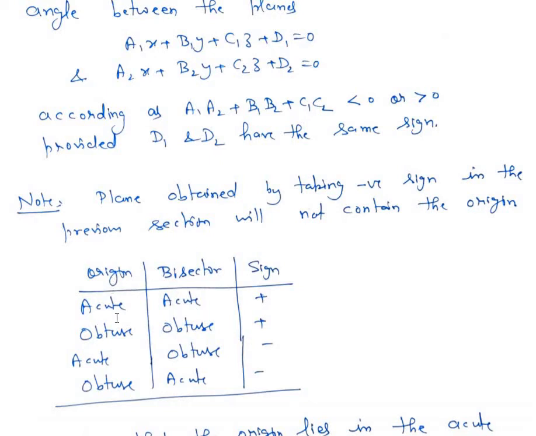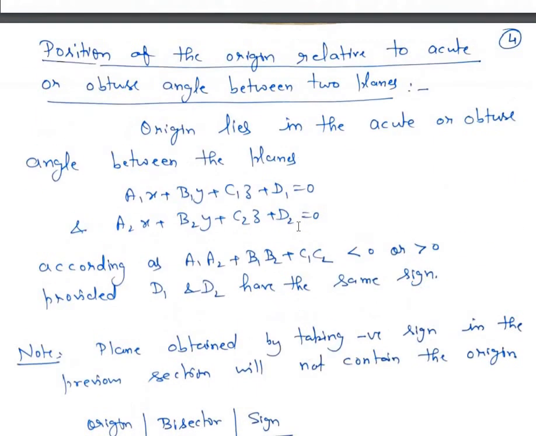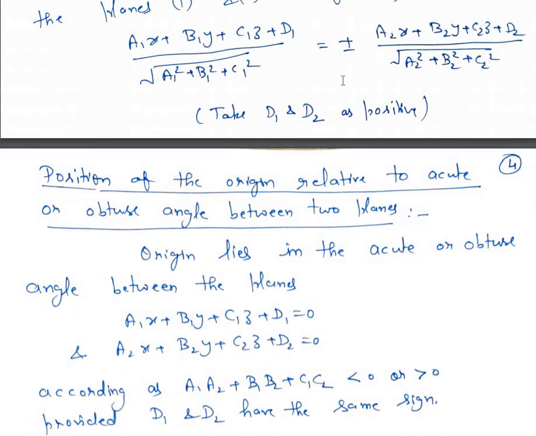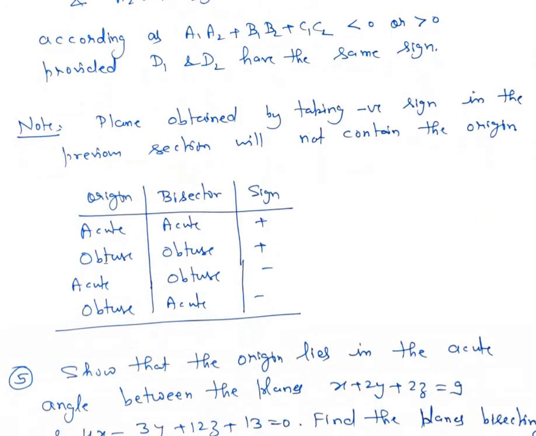If the origin lies in the acute angle, and if you want to find the bisector of the acute angle, then we take the positive sign here. Similarly, if the origin lies in the obtuse angle and we have to find the bisector of the obtuse angle, then again we take the positive sign. If the origin lies in the acute angle and we have to find the bisector of the obtuse angle, we take negative. If the origin lies in the obtuse angle and we have to find the bisector of the acute angle, then we take the negative sign.